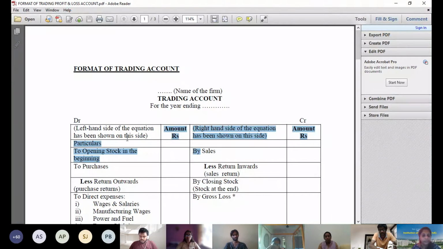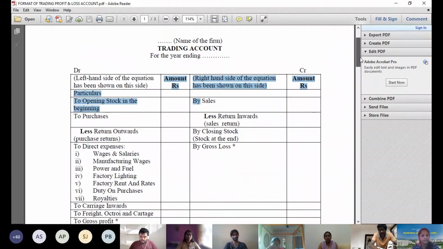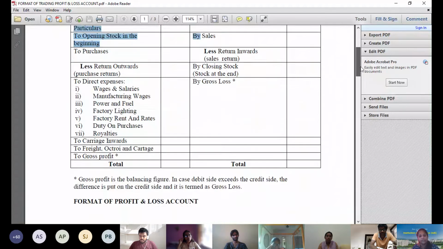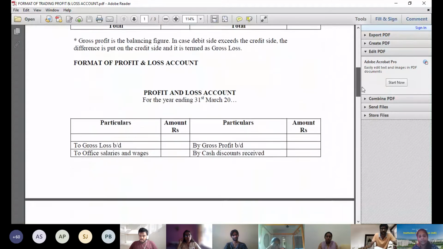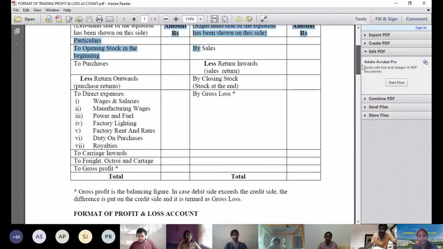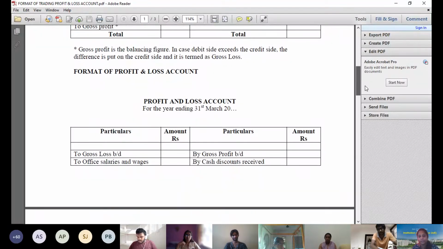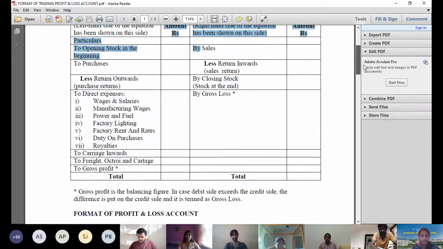Fine. So on the left hand side, all these are the equations. Whatever is there is the complete aspect. Direct expenses will come in trading account. Indirect expenses will come in your P&L account. Factory related expenses, that's what I'm trying to tell you, will come as direct expenses in your trading account. Office related aspects will come in your P&L account.